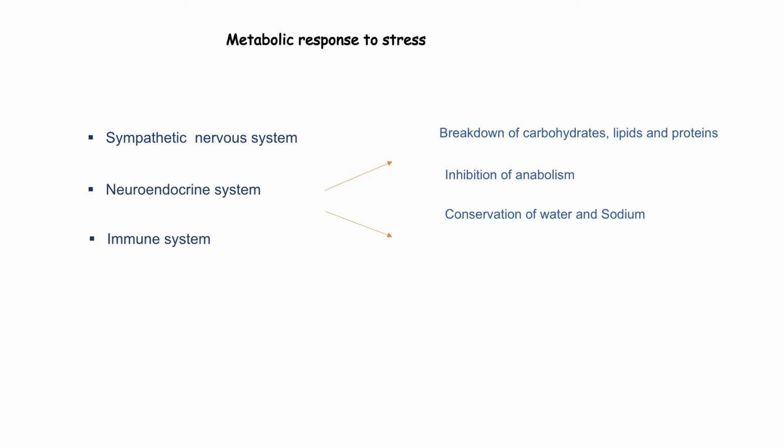Three systems mainly contribute in metabolic response to stress. These systems are sympathetic nervous system, neuroendocrine system, and immune system. Activation of these systems result in breakdown of carbohydrates, lipids, and proteins. It also results in inhibition of anabolic activities and conservation of water and sodium. Inflammation helps in tissue repair and control of infection.